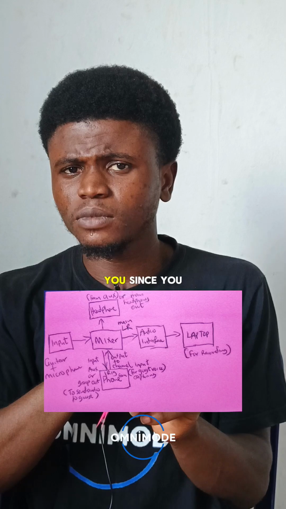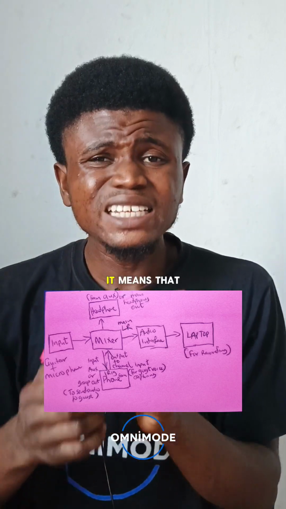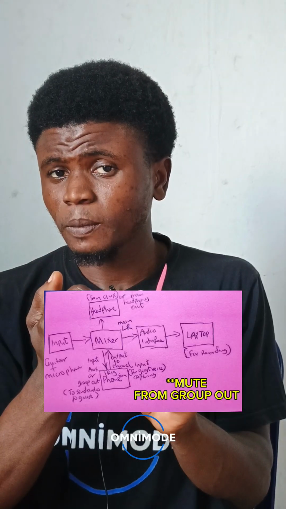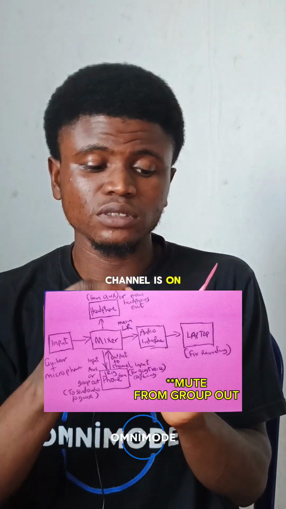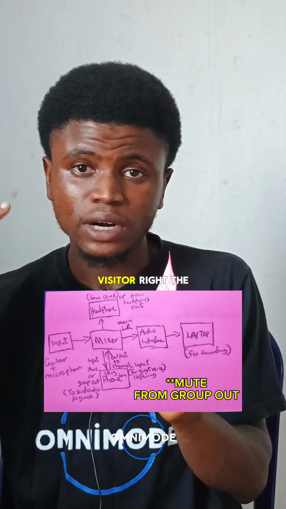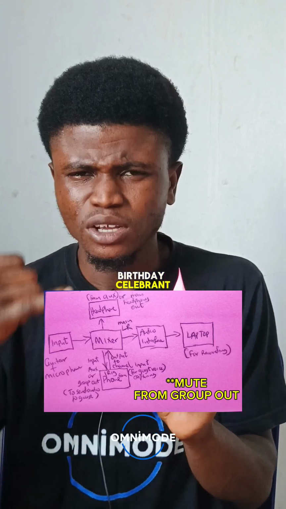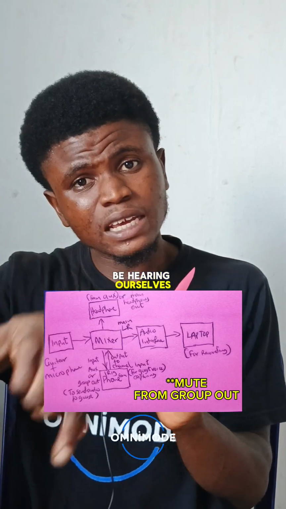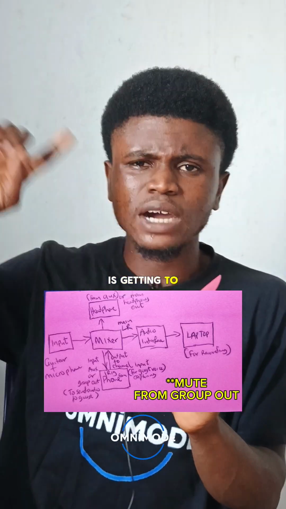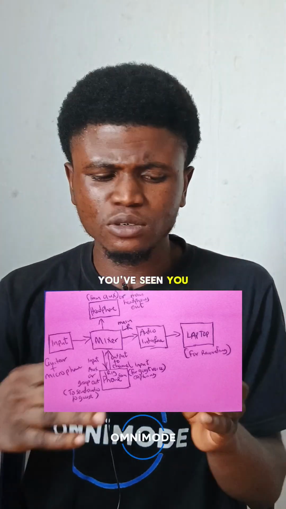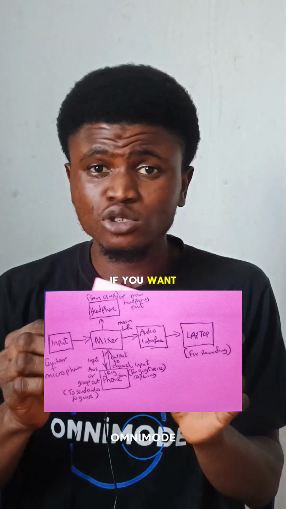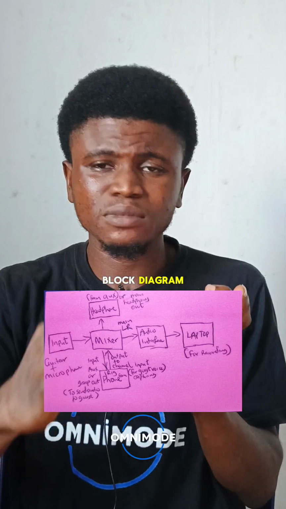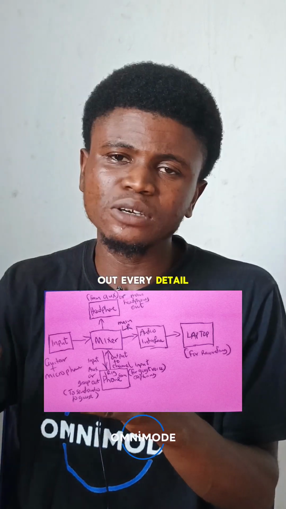Now mind you, since you are using group out, it means that you are going to mute our channel. Let's say our channel is on channel 3, I mean the visitor, the birthday celebrant. You mute the channel so that the person will not be hearing herself again when the audio is getting to her end. So I hope you've seen this setup. If you want to understand a basic signal flow, just use a block diagram. It will spell out every detail for you.